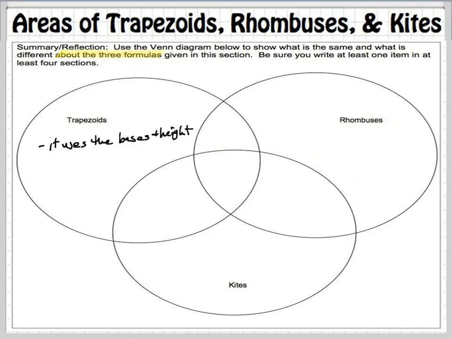Okay, then what about rhombuses? Is there anything unique to rhombuses in terms of the formula?